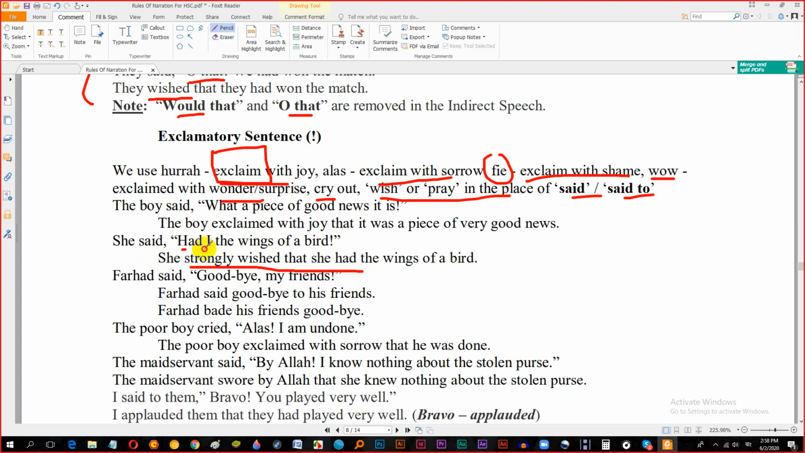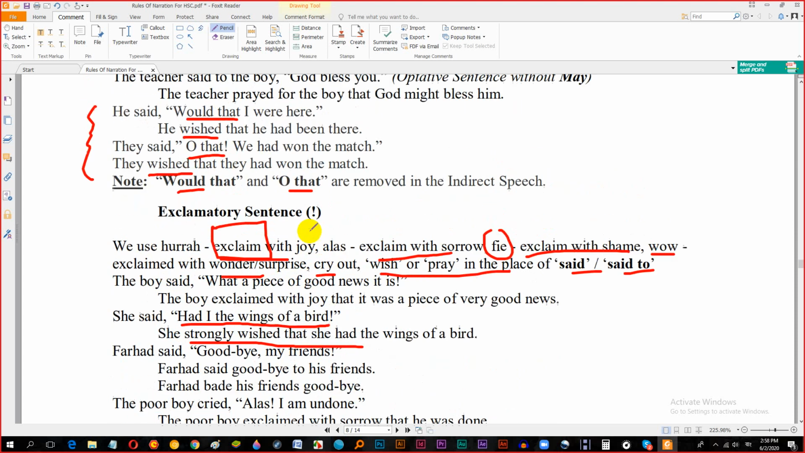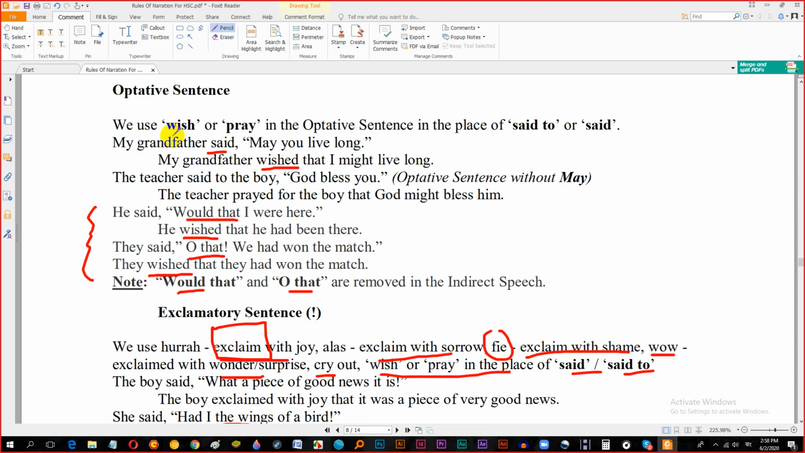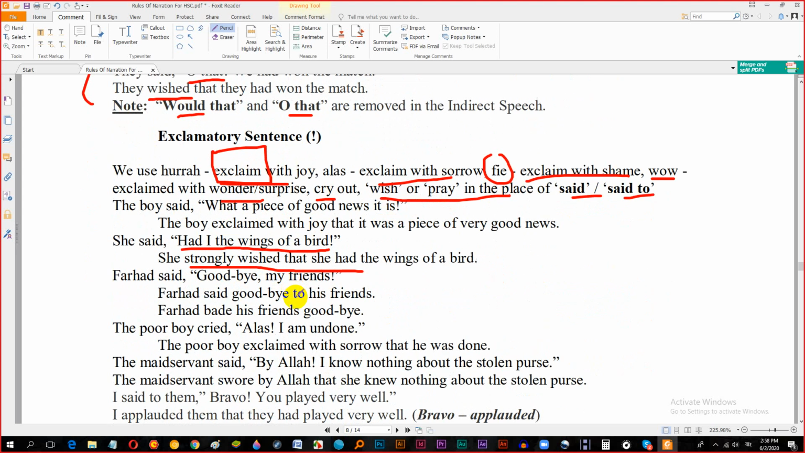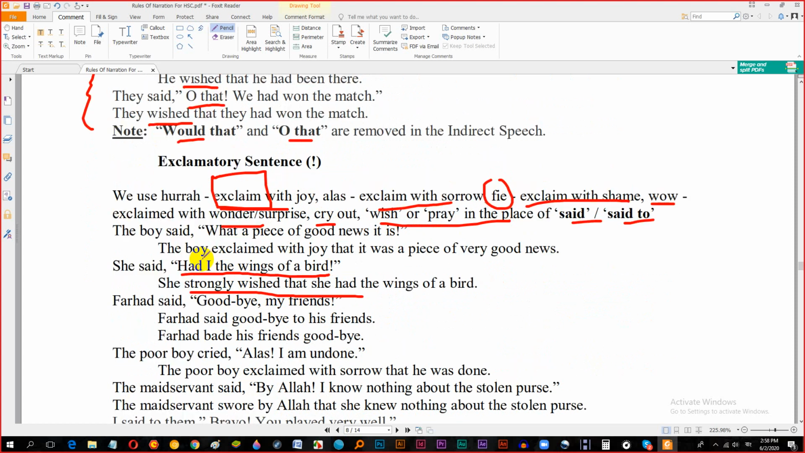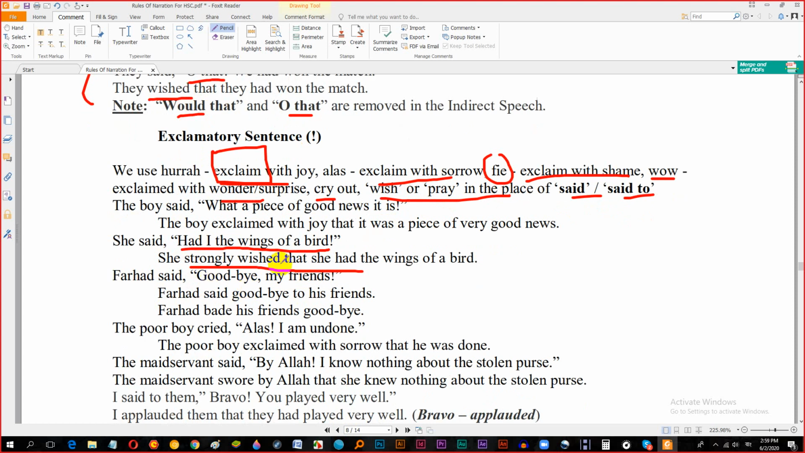Or now see the sentence. This sentence also means the optative sentence, that means wish. Someone is just desiring something. So we can write it as an exclamatory sentence, or we can also write it as an optative sentence. Both are correct. I told you before that during narration your sentence is correct if you can use the rule properly. So here you can write in any way.